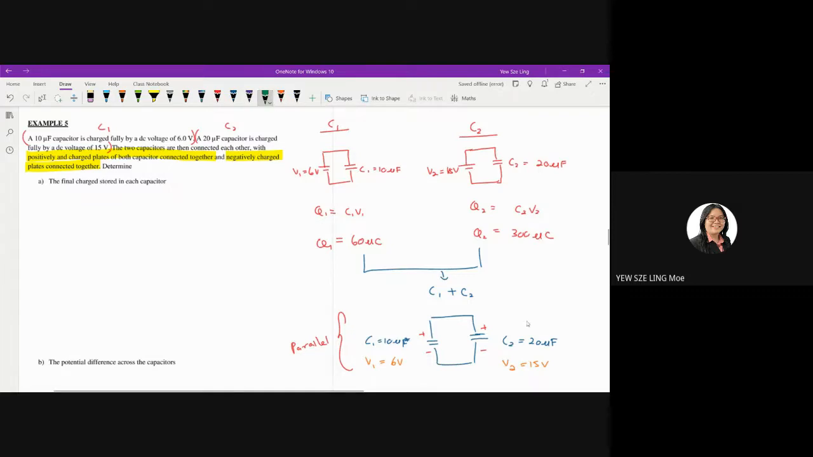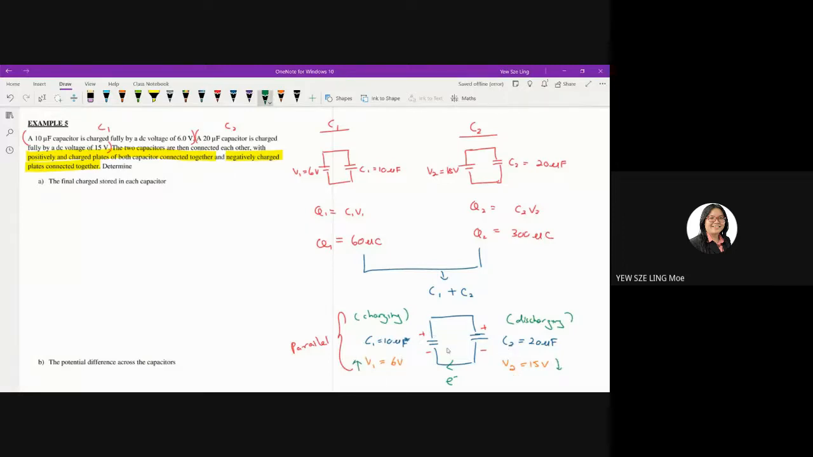So how is it going to move? It's going to move from the one with higher potential towards lower potential. So your electrons will begin to move from higher potential towards the lower potential. Which means now your C2 will undergo a discharging process, whereas your C1 will be charged. So charging is happening in C1, meaning that V2 will drop and V1 will increase.